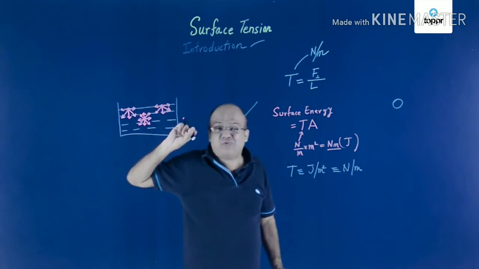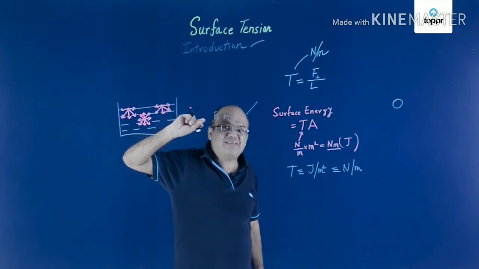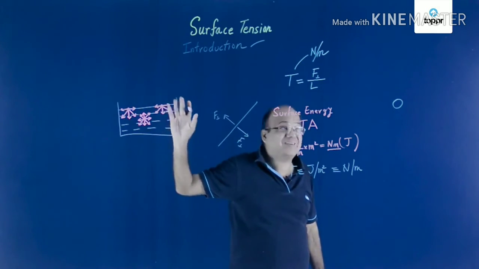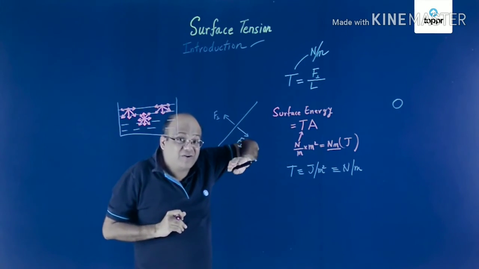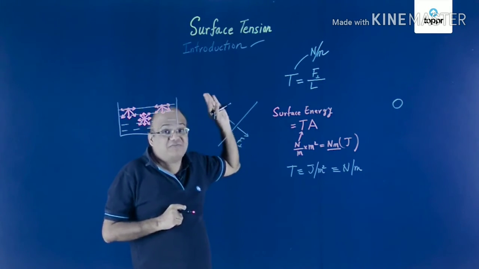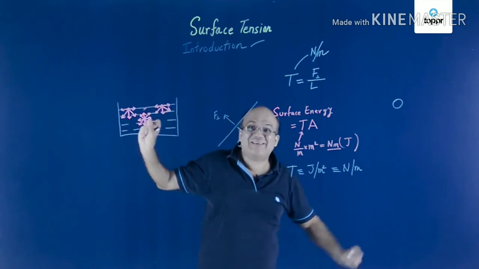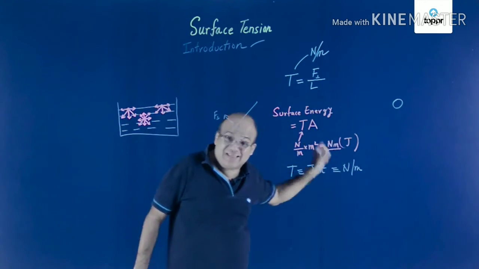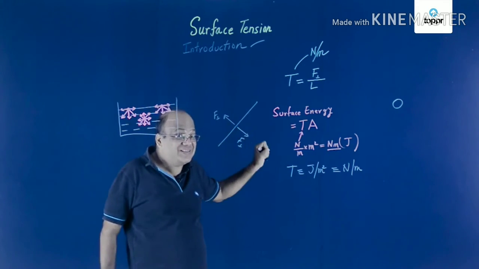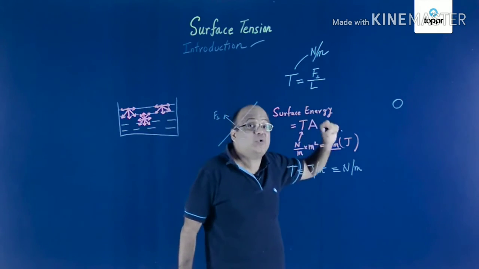A needle can float on water because of surface tension. Heavy insects can sit on water because of surface tension. Falling raindrops are spherical in shape because of surface tension. Remember, surface tension is force per unit length. Surface energy is surface tension into area.